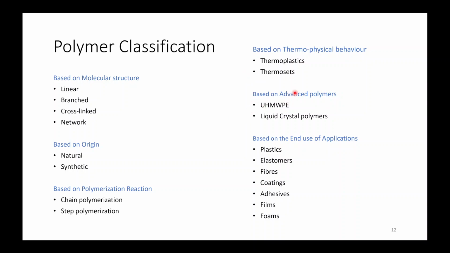Based on advanced polymers, their uses are relatively new. These are liquid crystal polymers and ultra high molecular weight polyethylene. And based on the end use of applications, polymers are also divided into plastics, elastomers, fibers, coatings, adhesives, films, and foams.